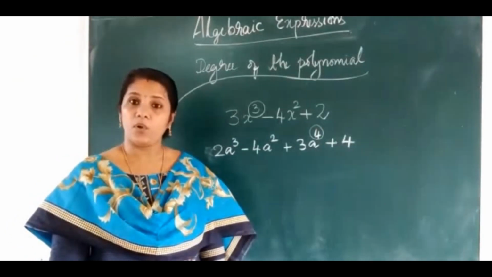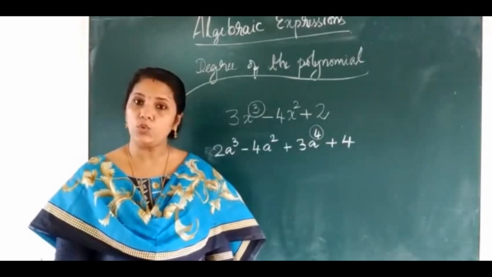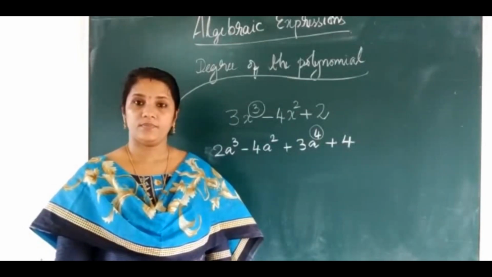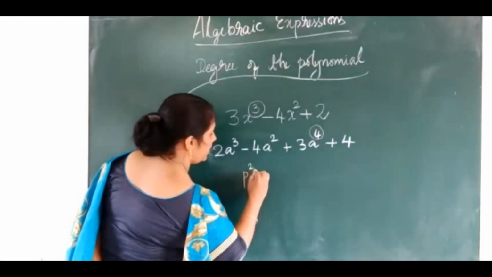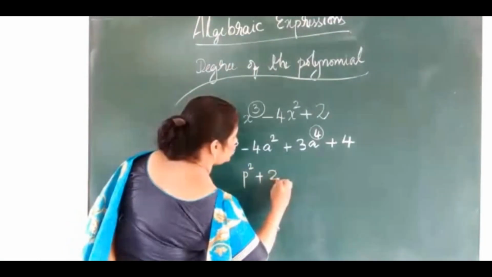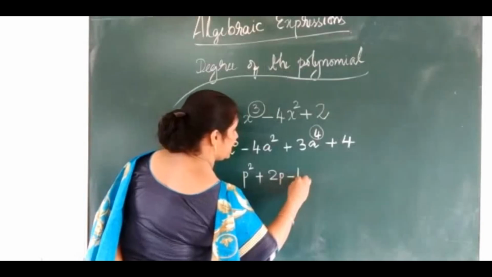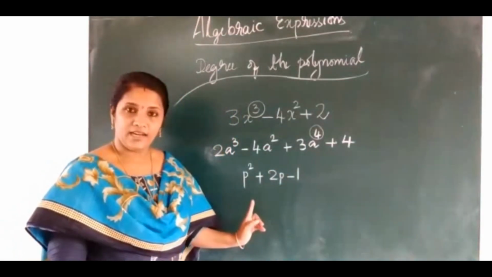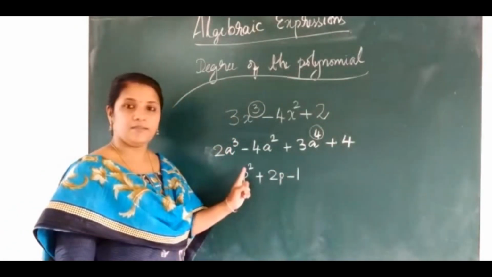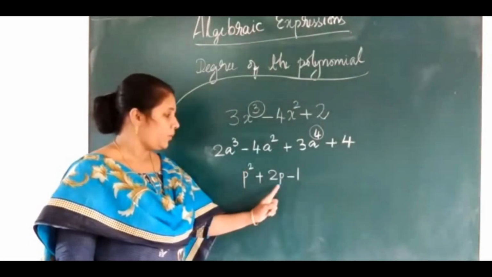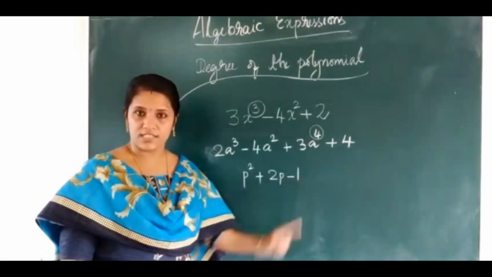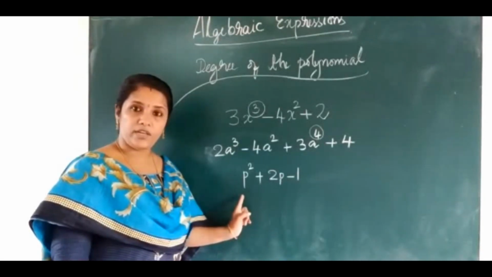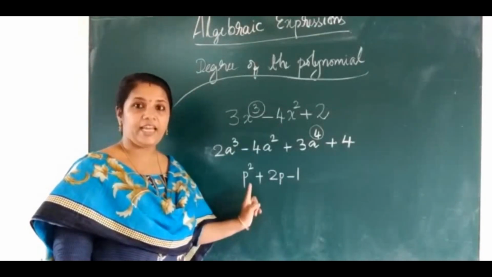Can you write a polynomial of degree 2? Yes. Say p square plus 2p minus 1. Here p square means the power is 2, p the power is 1, and there is the constant term. So this is a polynomial having degree 2.